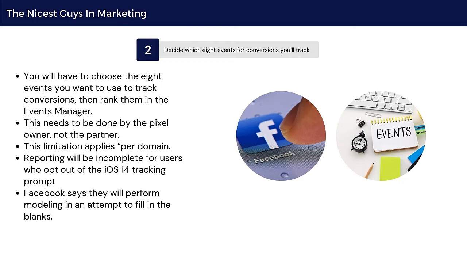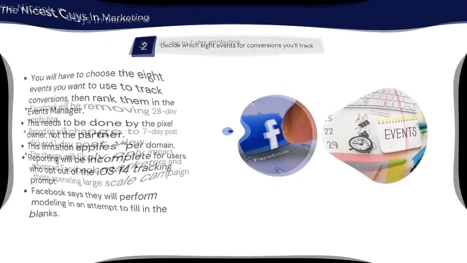And we must not forget that reporting will be incomplete for users who opt out of the iOS 14.5 tracking prompt, which is going to be a problem over the next few months. And we'll have to see how it plays out. We've now mentioned that Facebook has said they will perform some modelling in an attempt to fill in the blanks, but we'll have to see how this progresses.